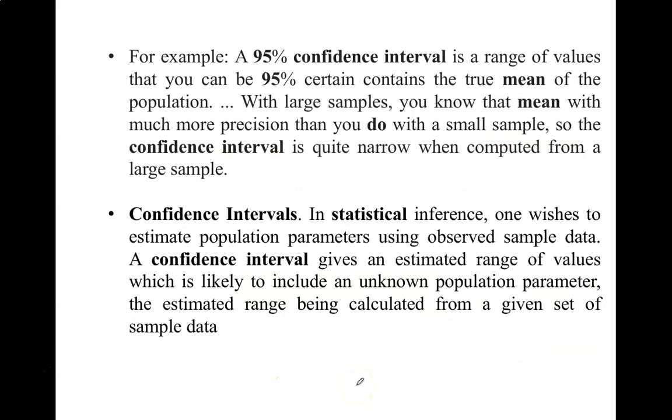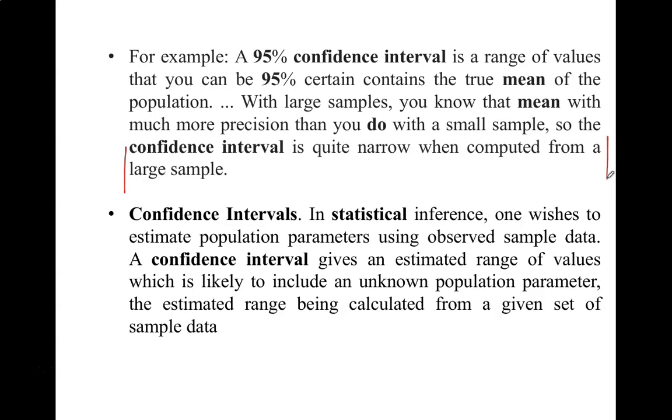So for example, if we calculate a 95% interval, it means the range of values that we are 95% certain contains the true mean of the population. We know that a much larger sample is more precise compared to a smaller sample. So comparatively, the confidence interval is quite narrow when computed from a large sample, which is reflected in the true parameters of the population that we are trying to estimate.